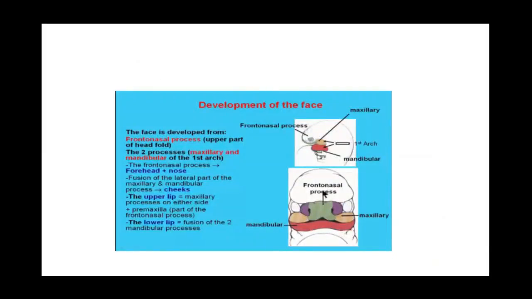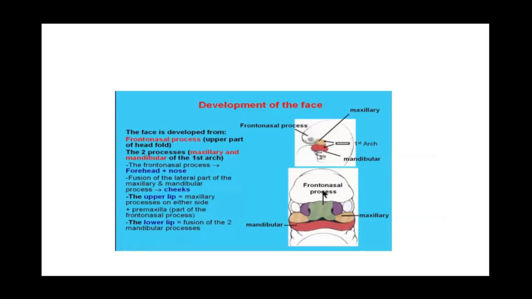Then how does this progress further? Now the frontonasal portion, that is, if you see in this, this is the maxillary. These are the two colors that I have shown. That is, the green one is your medial one, purple is your lateral process, and the red is the mandibular process. So you can all visualize how these different parts are going to be correlated with the development of the different parts of the face.